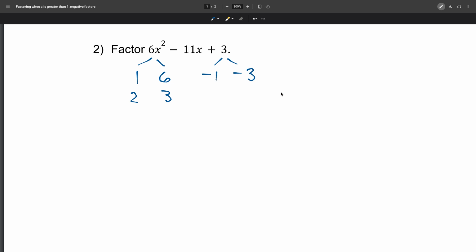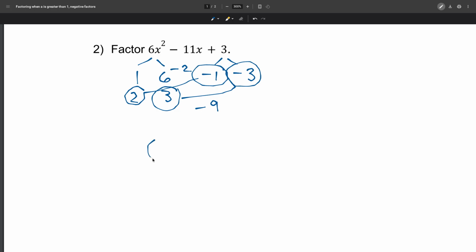And now we've got to figure out the combination that will give us negative 11. Well, if I multiply 3 here by negative 3 here, that gives me negative 9. And then if I multiply this 2 by this negative 1, that gives me negative 2. And negative 9 plus negative 2 is negative 11. So I know my combination.